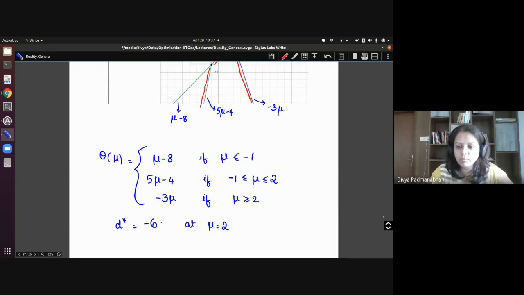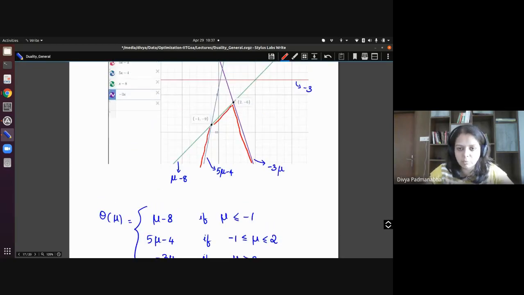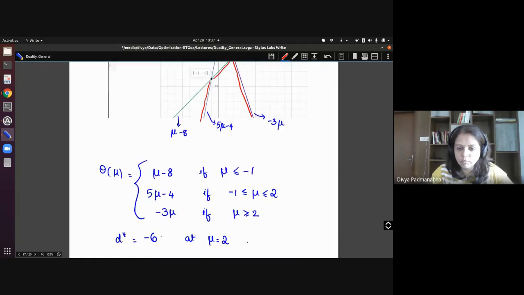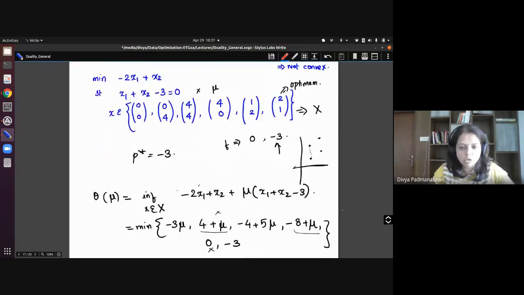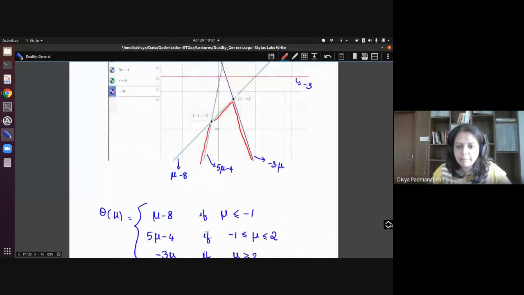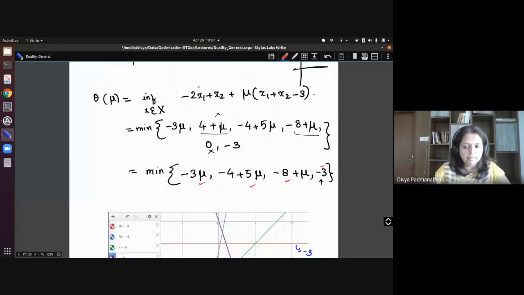And if you maximize the dual, that's at this point, at mu equals 2. And the optimum value of the dual is -6. And the primal optimal we got was -3. So there's some gap here. So P star and D star are not the same. There's a gap. So this is a case where strong duality doesn't hold.